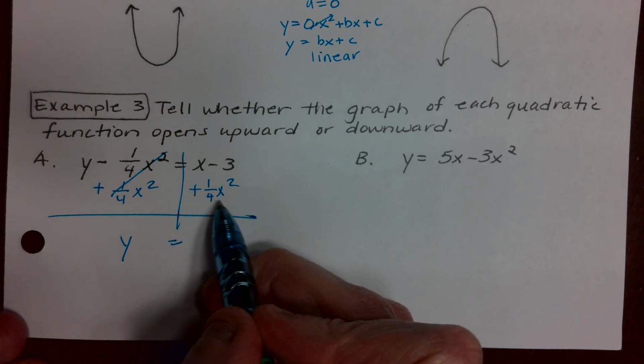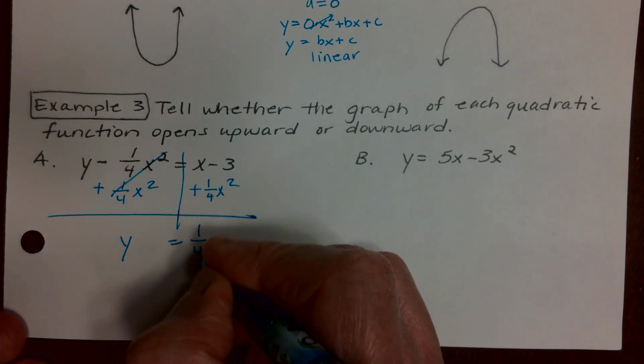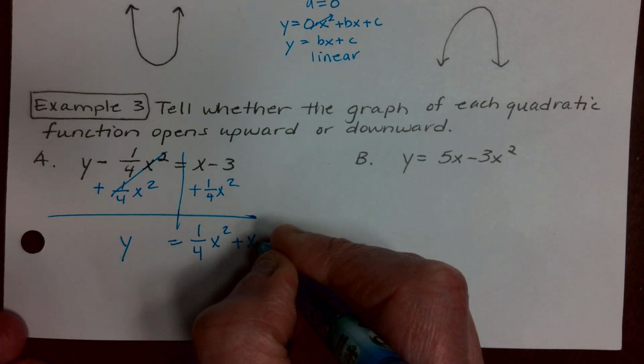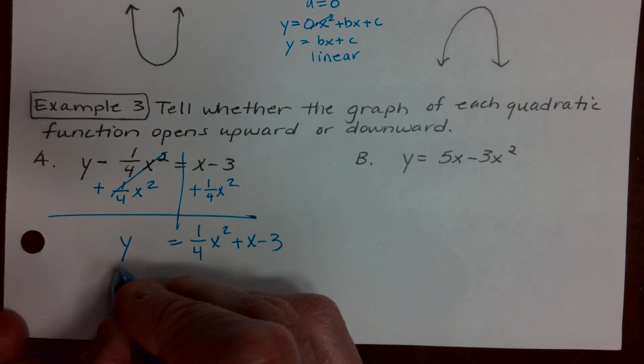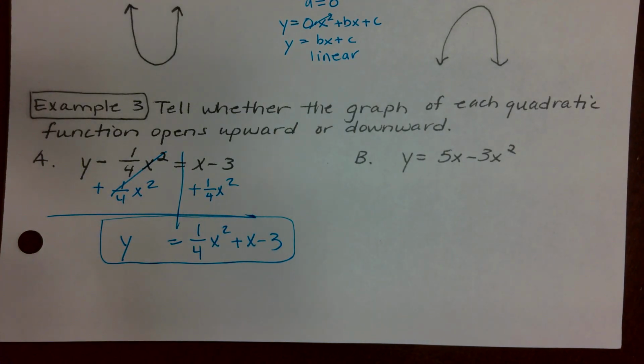Can you combine an x squared or an x or a -3? Absolutely not. Those are not like terms. So there we go. There is the equation written in the right form. Can you now determine if it goes up or down?